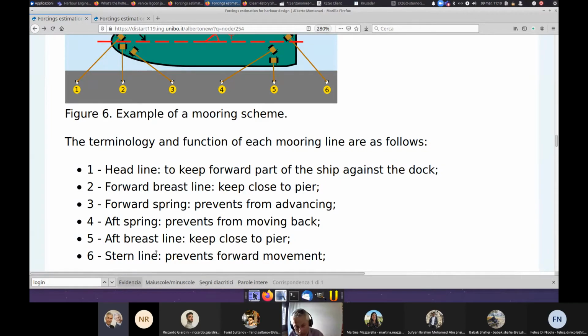I suggest that when you get an opportunity, you go to a port and look at how the mooring lines are displaced. It's extremely interesting. Keep in mind that these mooring lines do not run horizontally. Usually they run at an angle with respect to the horizontal direction.